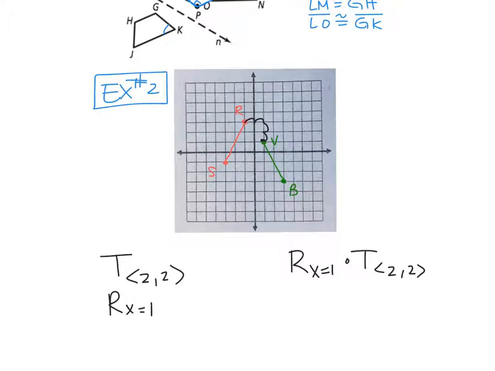How many of you saw it that way? Okay. Wait, so for the translation, would it be 2, -2 because you're going down? Yes, sorry, 2, -2. My bad. You're right.